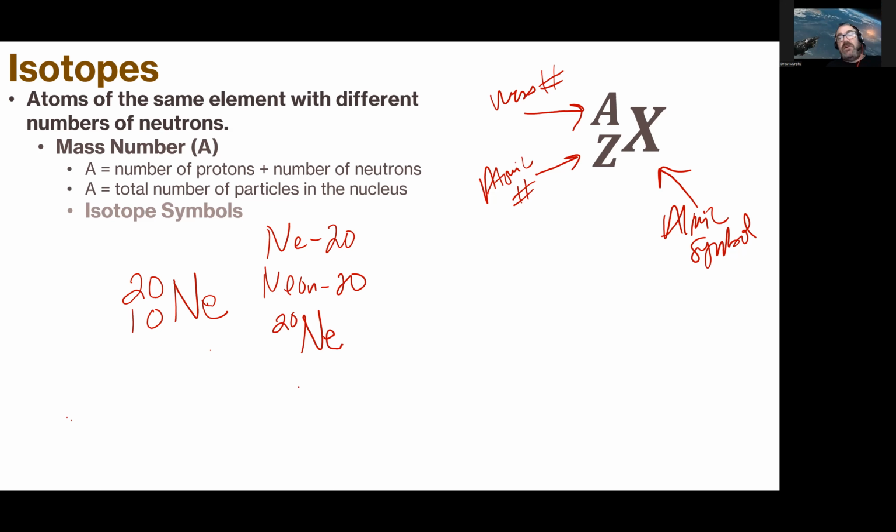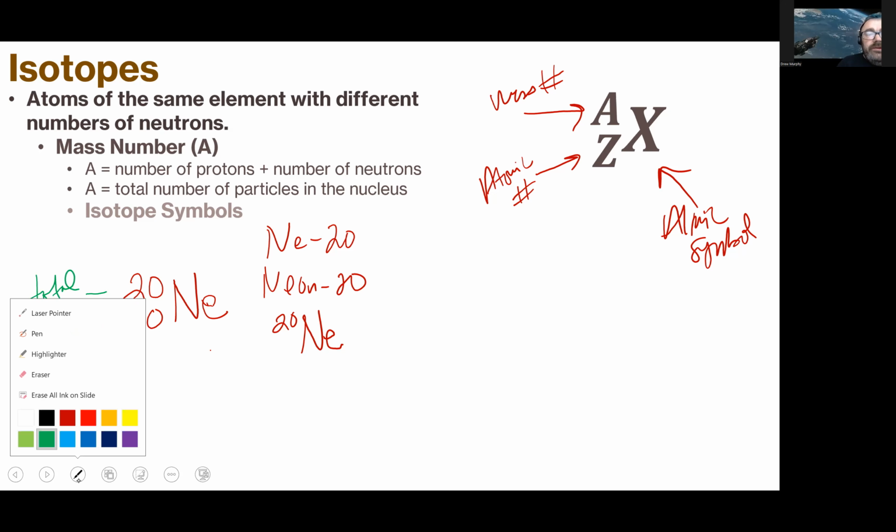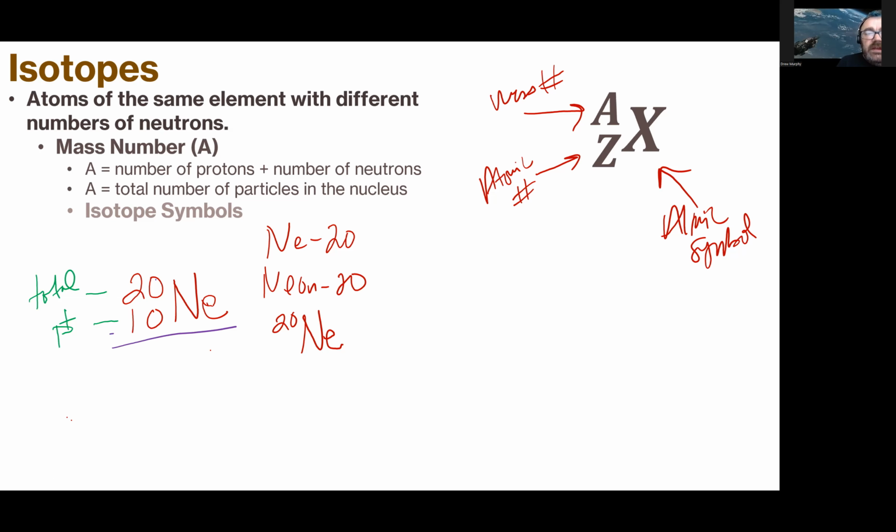Sometimes it's hard to type those stacked things, but all of these things mean the same thing. It's a neon atom that has a mass of 20. If you want to figure out what the different particles are, remember atomic number is number of protons, and this is the total. To get neutrons, we subtract 10 from 20, which is 10, and that's how many neutrons are there. We can always figure this out like that.